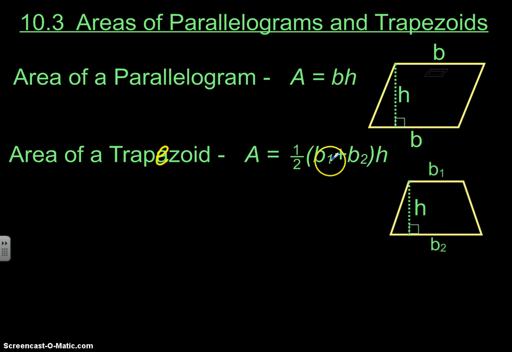B sub 1 is just base. This is the first base. B sub 2 is this base. It's just separating the bases, kind of like y1 and y2 when we were finding slope. It's just b1 and b2. So you have to add the bases together, multiply by the height, and divide by 2, or multiply by 1/2, which is the same thing. So let's look at some problems.